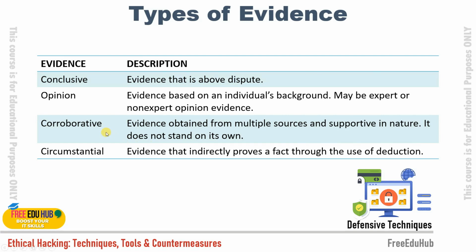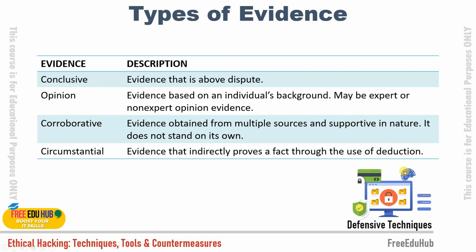Corroborative evidence is evidence obtained from multiple sources and supportive in nature. It does not stand on its own, so you'll have to provide the evidence logs from the log files, from the firewalls, from the intrusion protection systems, maybe from the switches, concluding that based on these evidences, we are sure that something like that happened.